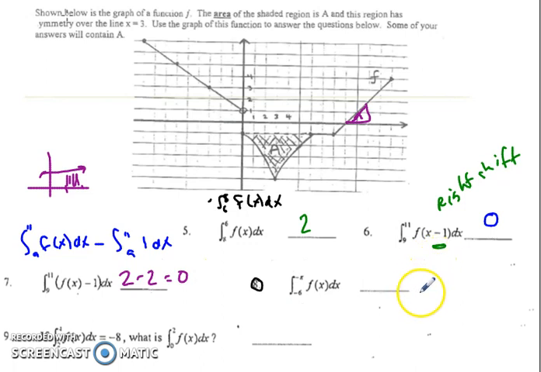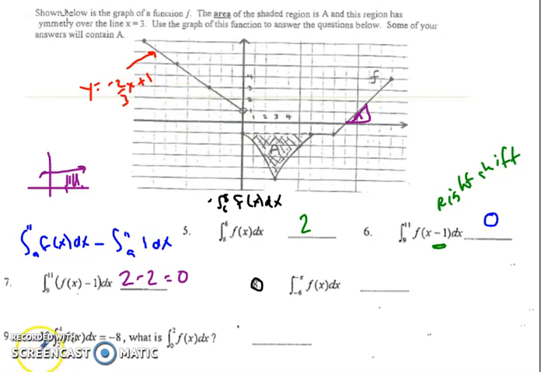All right, number 8 is the one that I get asked about every year. So number 8 requires that I find the equation of this line. The equation of that line is a slope of negative 2/3. I rise by 2, go left by 3. So negative 2/3 x plus 1 from the y-intercept.